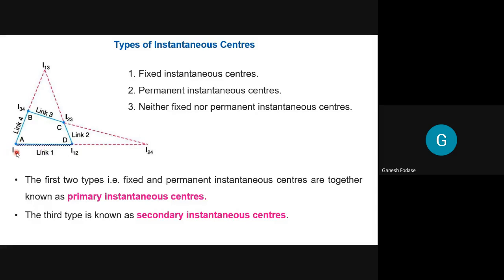Now remember, I can also write it as I21. I12 is equal to I21, no issue. I14 is equal to I41, no issue. But the general practice is that we write in ascending order.